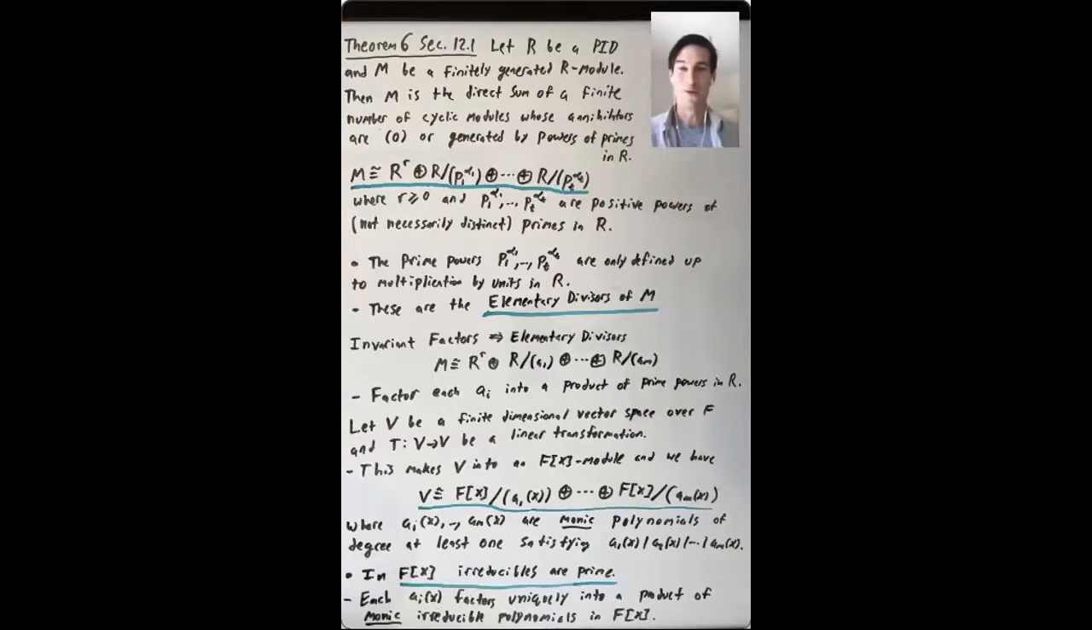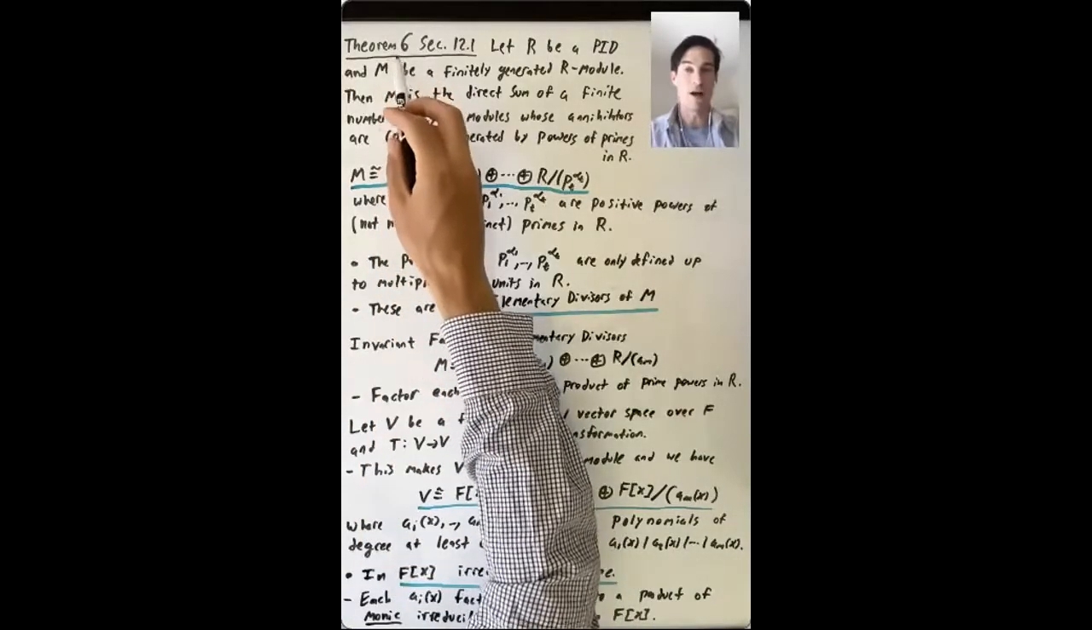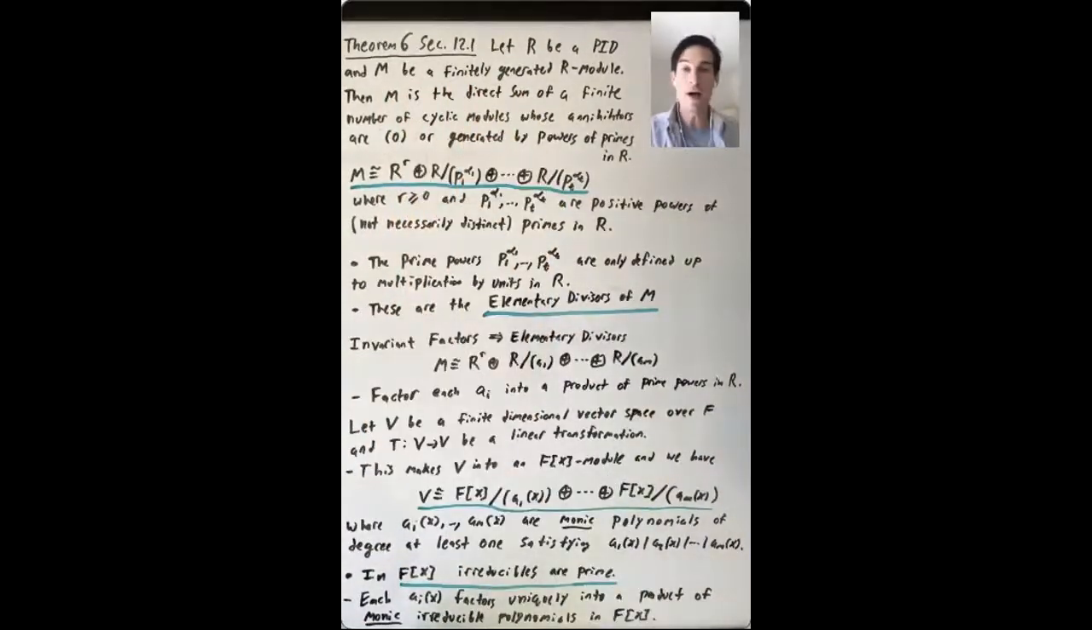In this lecture, we'll begin our discussion of Jordan Canonical Form. And the way that we're going to start is by talking about the elementary divisor decomposition of a finitely generated module over a PID and relating it to the invariant factor decomposition. So let's go back and recall Theorem 6 from section 12.1 from the very end of Math 206b.